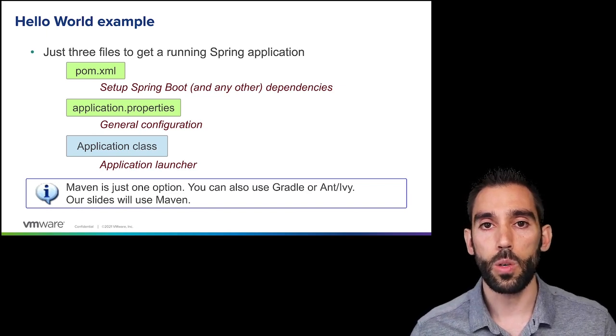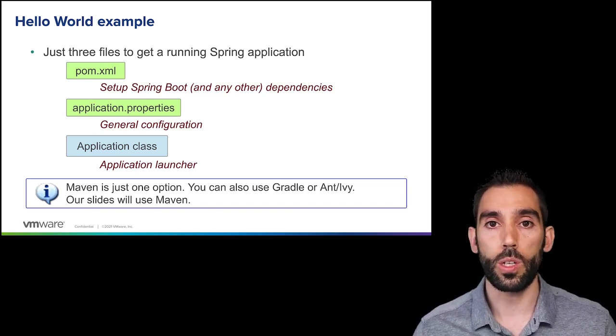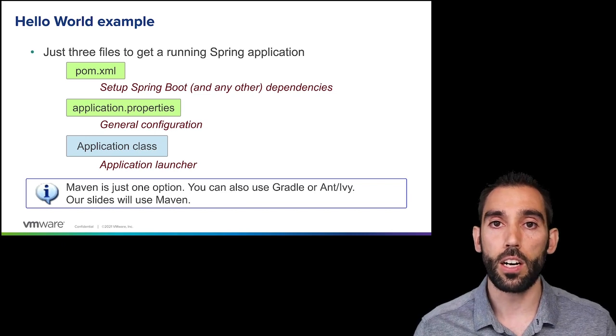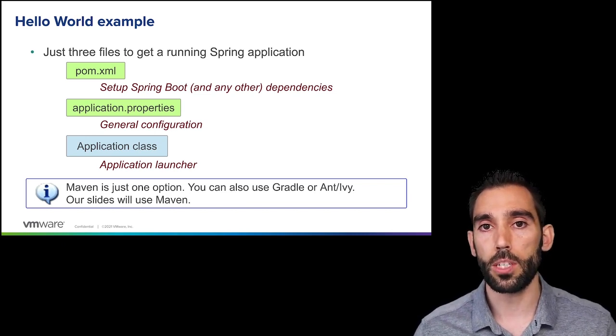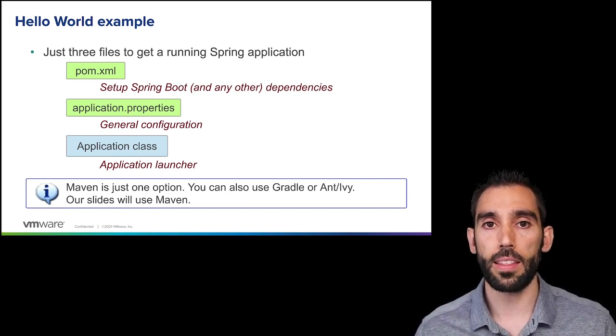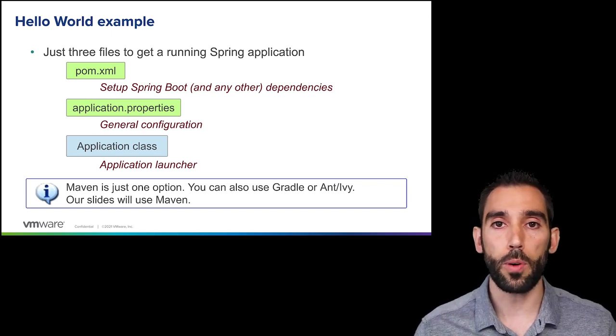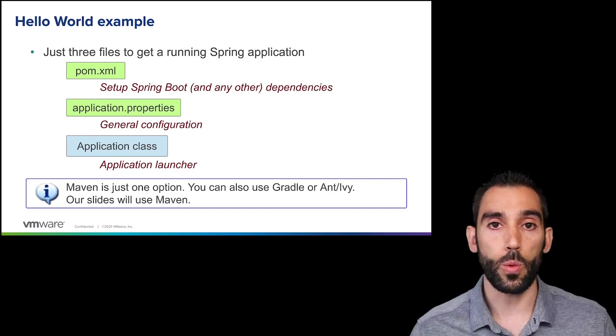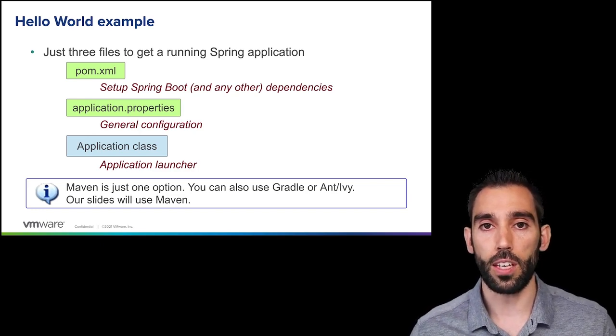The second file will be the application.properties. We'll use that file to define properties that are understood by Spring Boot to configure specific parts of the application. And the last file will be the entry point, the application class, the class that will contain the main method and where we're going to create the application context.